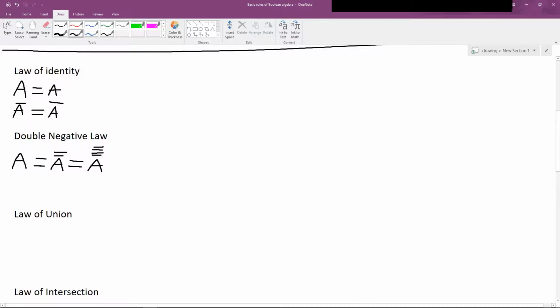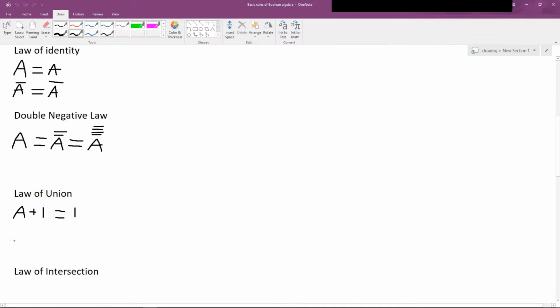Next is the law of union, which goes like this. If you have A and OR it with 1, you will get 1. And it doesn't matter if A is 0 or 1, since in an OR gate you only need one high to output a high. However, if you OR A with a 0, A will determine what the output is, since 0 obviously doesn't give a high output.